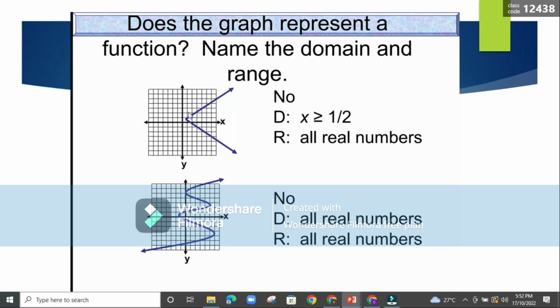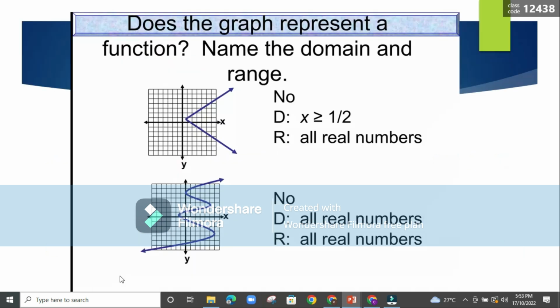And our range, since the graph goes in this direction going down and this direction going up, the range will be all real numbers. Okay, this one, obviously it's not a function because if we draw vertical lines, it will intersect more than one point, like 1, 2, 3, 4, 5, even 5. So the domain will be all real numbers because of the arrows. It will cover all real numbers, and the range is also all real numbers, going up and going down. Okay, let's proceed.